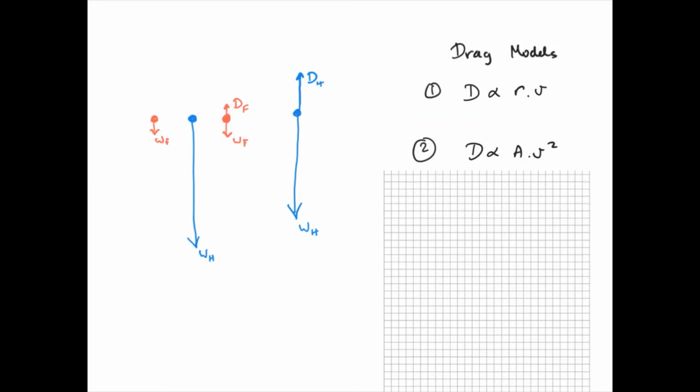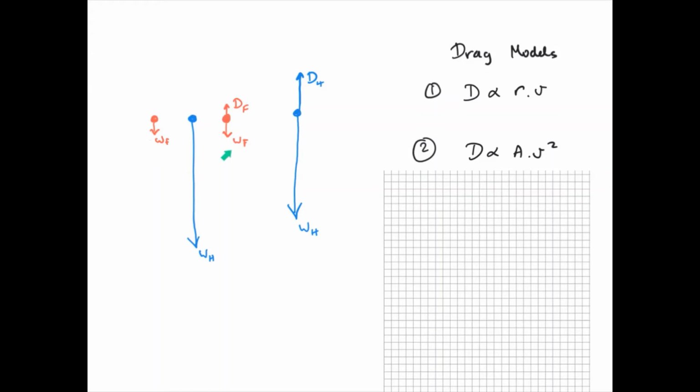What we learn from the drag models then is that the drag force, providing the shape doesn't change, depends on the speed of the object. Now, in this case, with the hammer and with the feather, the drag will be increasing as the speed of the object increases.